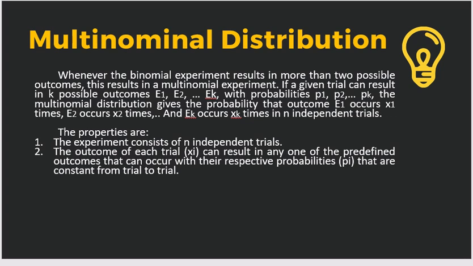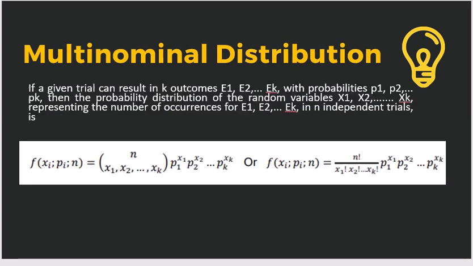So we have the given properties. The experiment consists of n independent trials, same as before, and the outcome of each trial can result in any one of the predefined outcomes, which can occur with their respective probabilities, p sub i, that are constant from trial to trial.